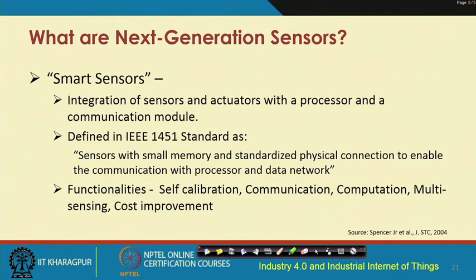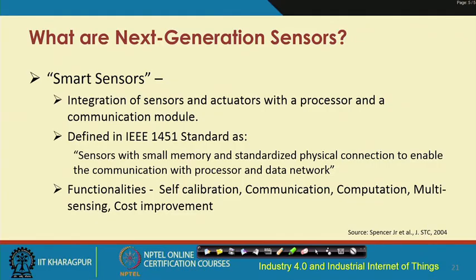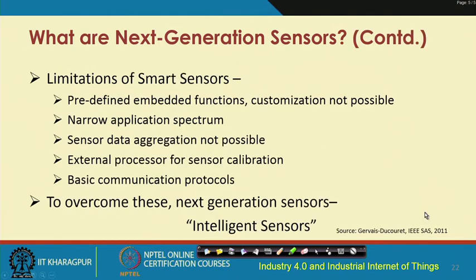So, smart sensors is what I was talking about. Here, you are talking about integration of sensors and actuators with a processor and a communication module. This is how traditional sensors look. There will be a sensor component, an actuator component optionally, a processor for processing the data that is sensed, and a communication module for connecting these different sensors with a central hub for processing, or the sensors themselves. These are the simple smart sensors. These sensors will also have to do certain functionalities like self-calibration, communication, computation, multi-sensing, cost improvement of their own, and so on. These are some of the different features of these smart sensors.